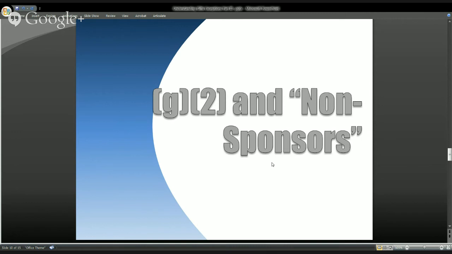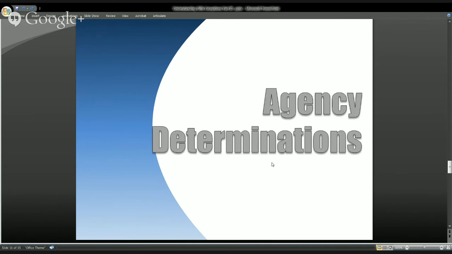So just to reiterate, we've got two different exceptions within the exception. We've got the one for hosts, yes, and the one for sponsors, and we've got the one for non-sponsors or contributors. Yes. So let's take a minute and talk about agency determinations now. So we're just moving through the regulation. And this is really where the rubber hits the road.